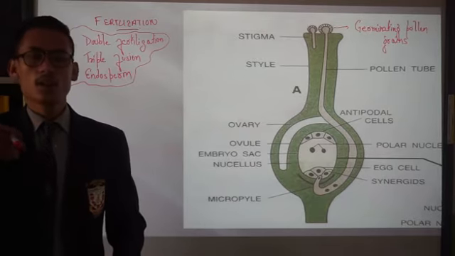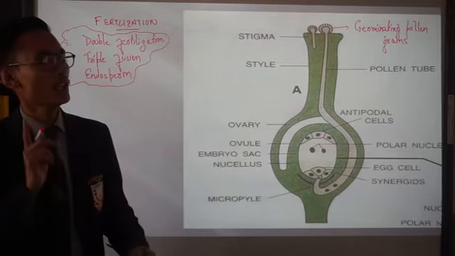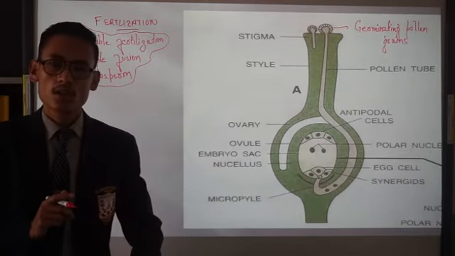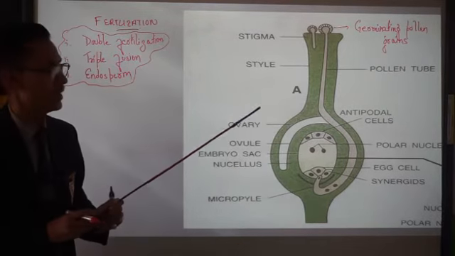If the pollen grain belongs to a different species, it cannot germinate. Therefore, the pollen grain that reaches the stigma must belong to the same species, and only then can it germinate. Clear? So let's see now.